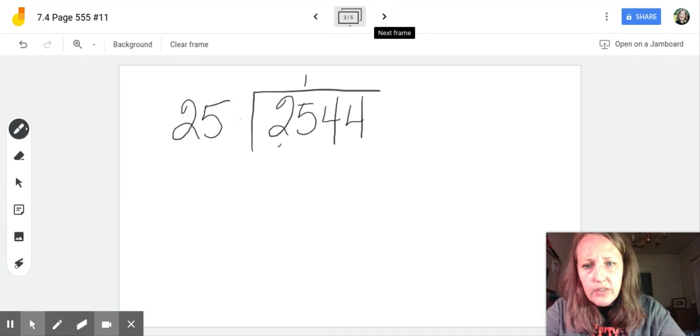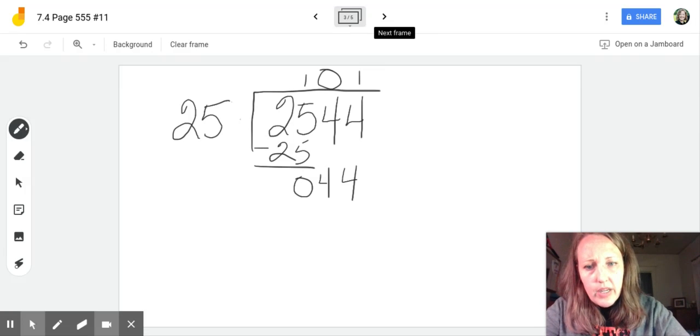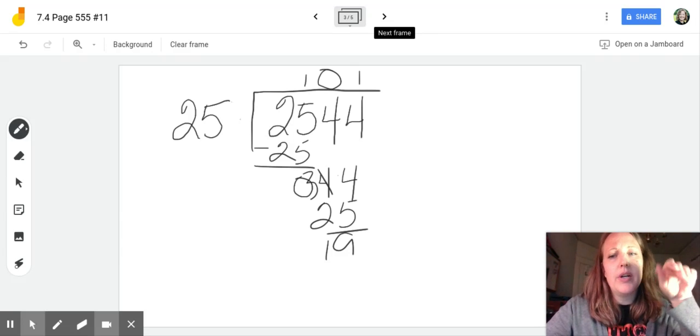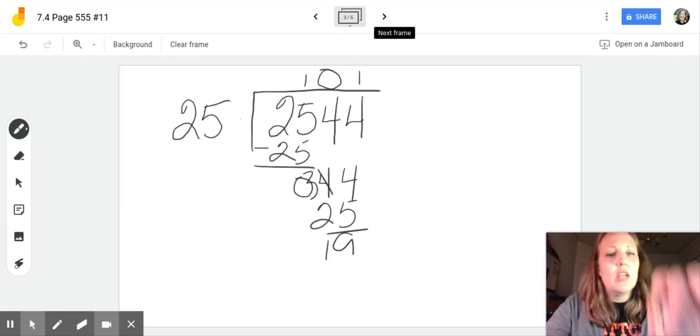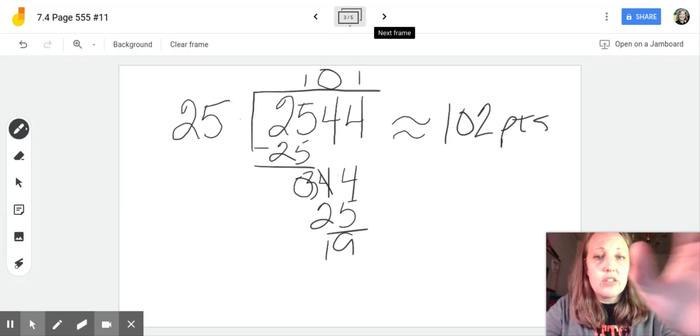25 goes in once. Okay. When I subtract, I get 0, bring down a 4. 25 goes into 4 0 times, but it goes into 44 one time, right? And I believe there are 19 left over. So if I think about this as a fraction, he scored about 101 and 19/25 of a point. So wouldn't you say it's approximately 102 points for Morten Andersen per year of his 25 years?